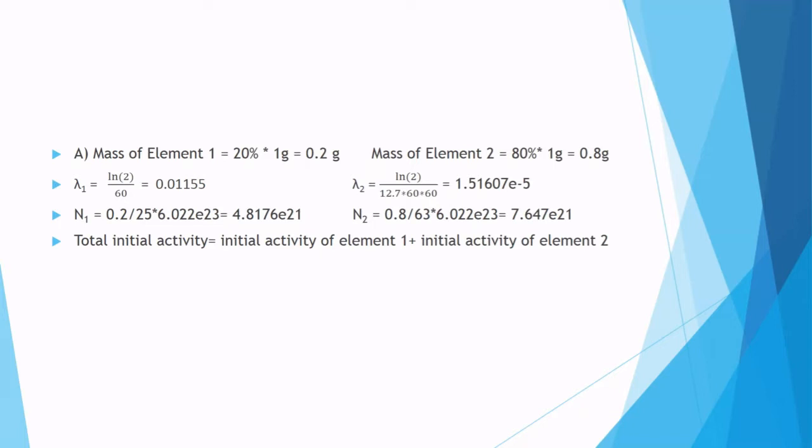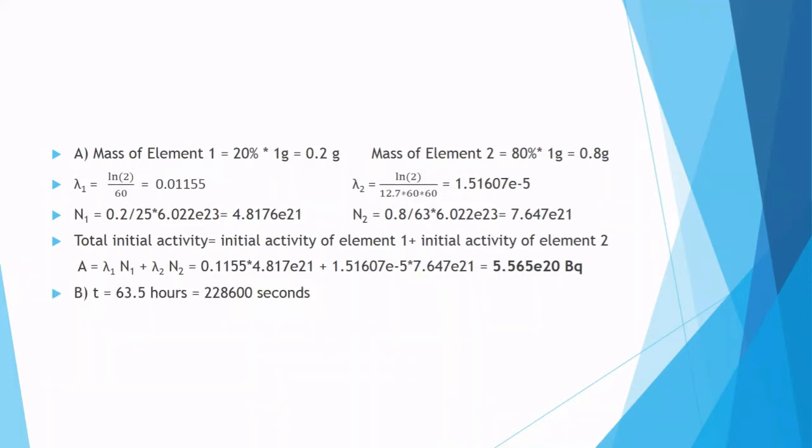To find the total initial activity, we need to add up the initial activity of both element 1 and element 2. In a formula, this would look like decay constant for element 1 multiplied by the number of nuclei for element 1 added to the number of nuclei for element 2 multiplied by the decay constant for element 2. After plugging in those values, we get the initial activity is equal to 5.565 times 10 to the 20 becquerels.